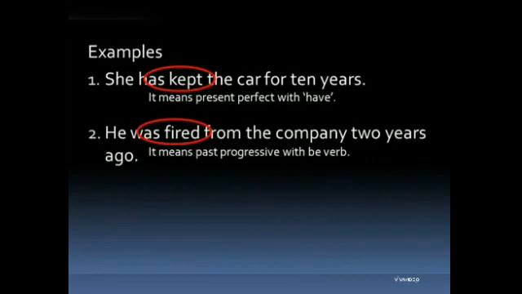Let us see some sentences of the past participle. She has kept the car for 10 years. It means the present perfect with have. So here kept is in the past tense, so it is a past participle. Next, he was fired from the company 2 years ago. It means the past with the be verb was. So he was fired. Fired is in the past tense and the task is completed, so it is called the past participle.